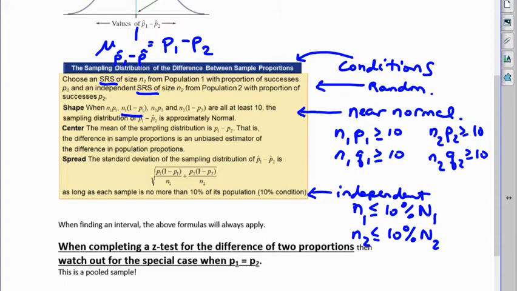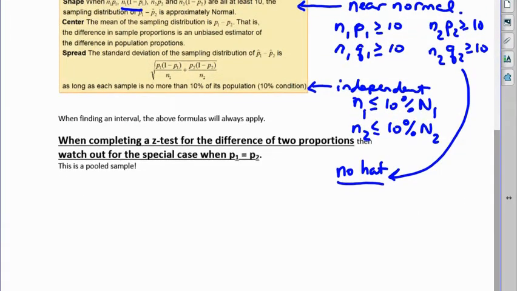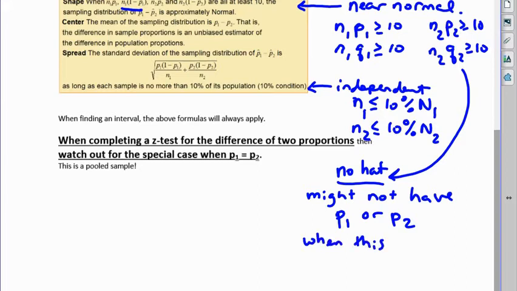Now, in all of these checks up here, there was no hat. So when you're checking your conditions, you are trying to use the population values. However, especially in the situation where you're doing an interval, you might not have the population value. You might not have P1 or P2. When this happens, then you will check using the statistics.